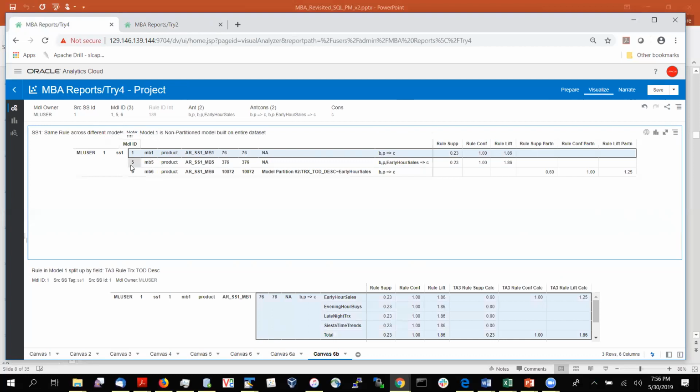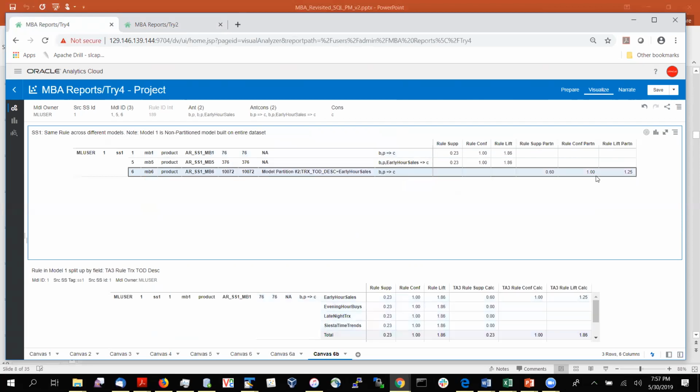But when I introduce, for model 5, this as a virtual product, I would get a similar rule, which would also include early hours within it. So this artificial product is included as part of the rule. But when I build a partition model, I get the partitioning information as a partition column metadata, and the same rule would be displayed with different support, confidence and lift.